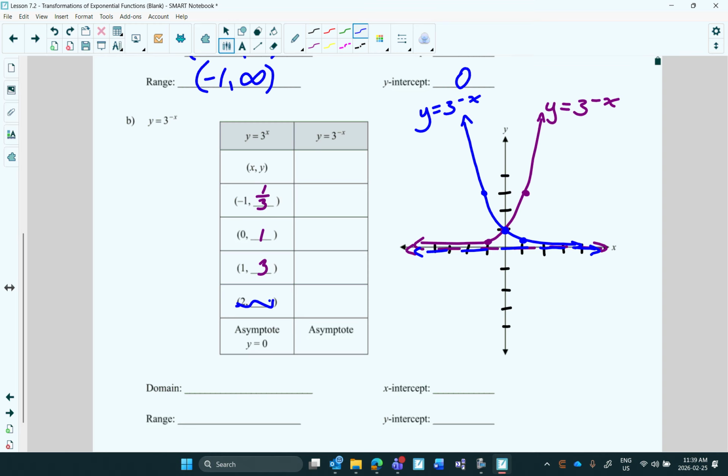Again, you could do mapping notation if you wanted to. In this case, every x would become negative, every y would stay the same. So we get 1, a third, 0, 1, -1, 3. The asymptote won't move. So we're there.